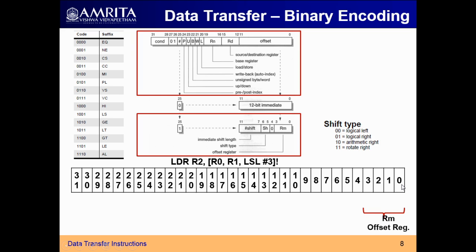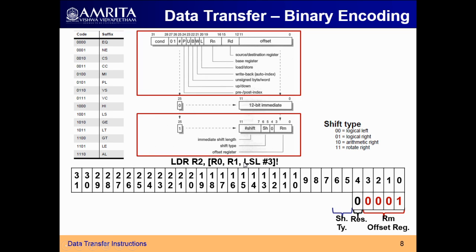Bit number 0 to 3 is used for specifying the offset register. Here my offset register is R1. So these bits should be 0001. Right, my offset register is R1, so bit number 0 to 3 should be 0001. The next bit is reserved. That is, the fourth bit is reserved. It should be 0.